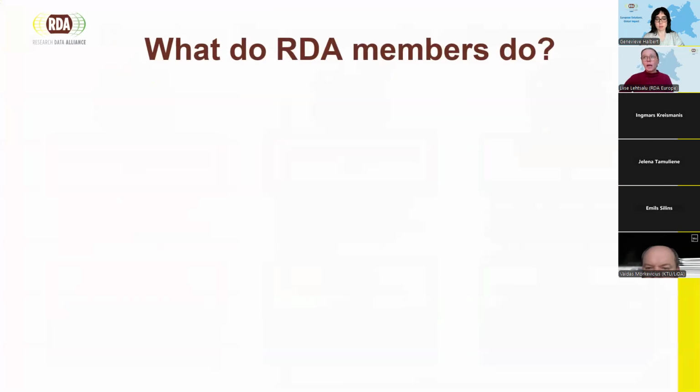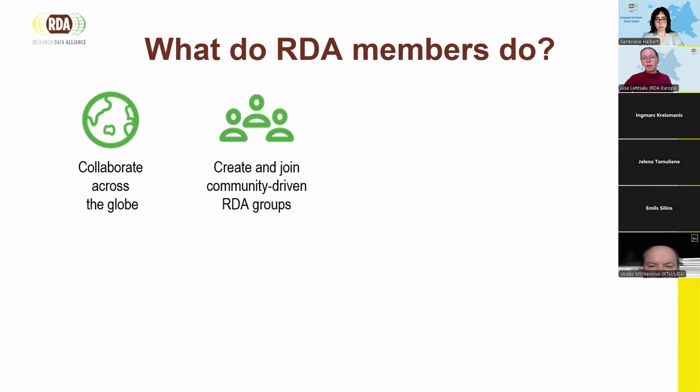What do RDA members do? RDA members collaborate across the globe. They create and join community-driven RDA groups. I mentioned before that RDA is bottom-up. This means that any member can actually start an interest or working group. There is no limit to that, so you might join today and start working towards developing an interest or working group tomorrow, basically.